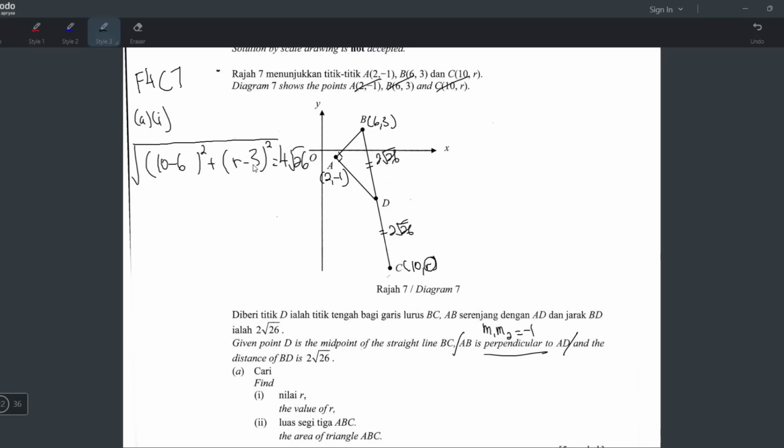Okay. All right, now it's time to solve for R. Let's get rid of the square root. How to get rid is square both sides. So it will be like this, square this, and then this one also square. Okay, so what happens? The square root hilang already lah. Left with whatever inside.